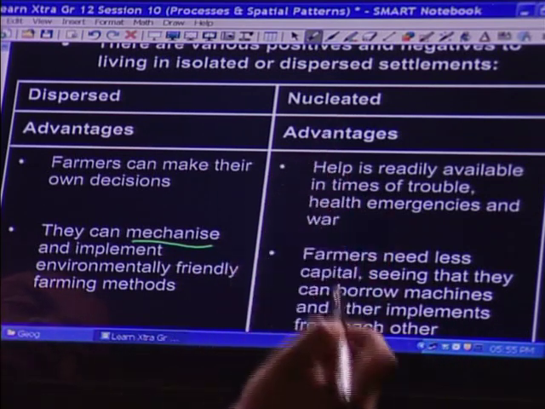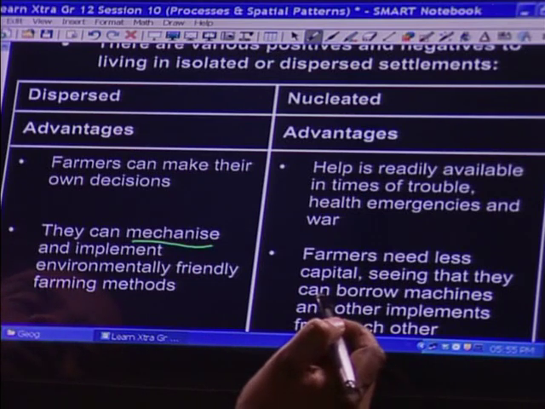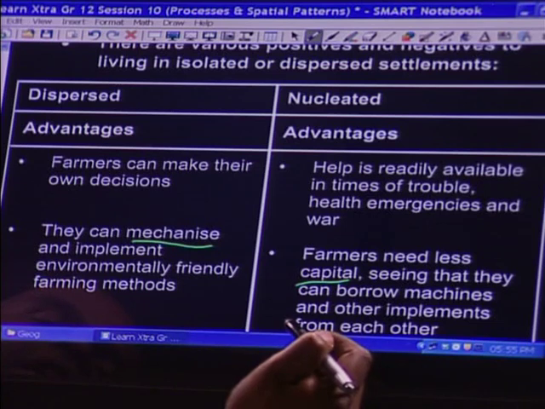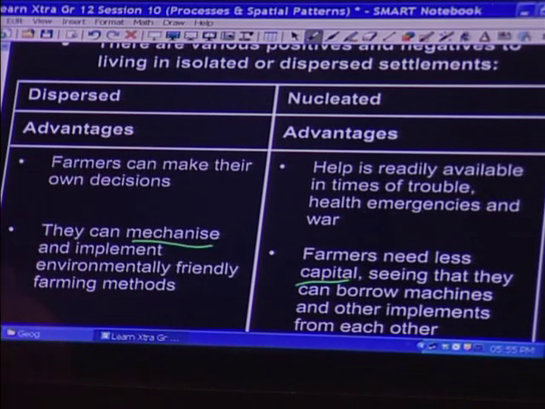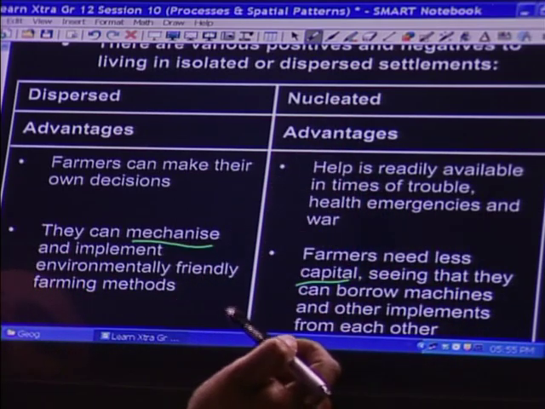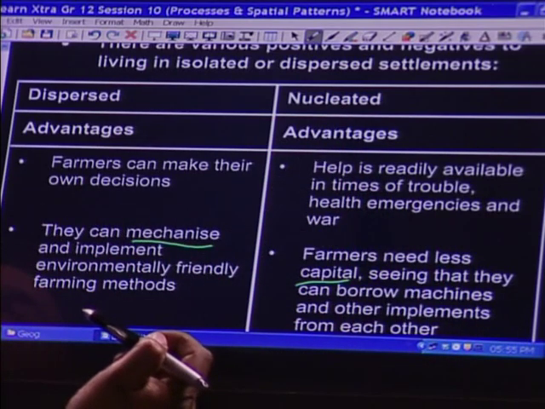If we look at nucleated settlements in terms of advantages, help is readily available in terms of trouble, health emergencies, and war. Farmers need less capital, seeing that they can borrow machines and other implements from each other. Remember, nucleation refers to the close grouping of individuals in a settlement. Therefore, there is a greater amount of employment in a nucleated settlement. Dispersed settlements require vast expanses of land in order to practice these types of farming.